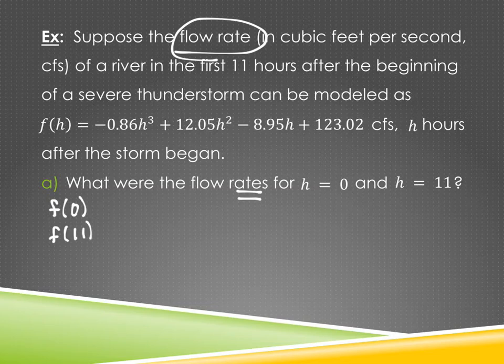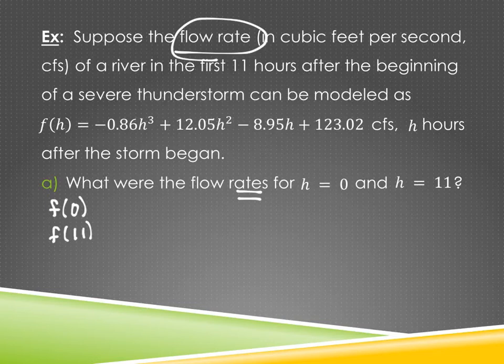We can use our calculator to do that. So change your equation in your calculator to represent negative 0.86 x to the third plus 12.05 x squared minus 8.95 x plus 123.02. You can go into your table and you can plug in 0 and 11.